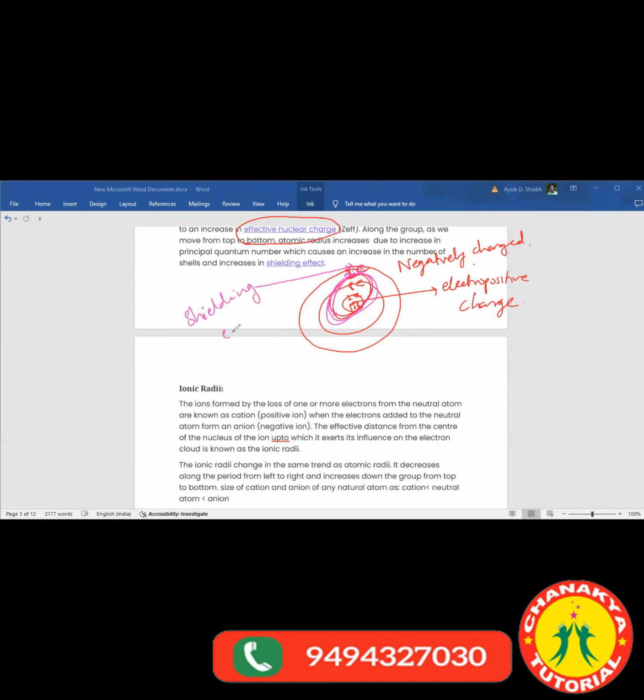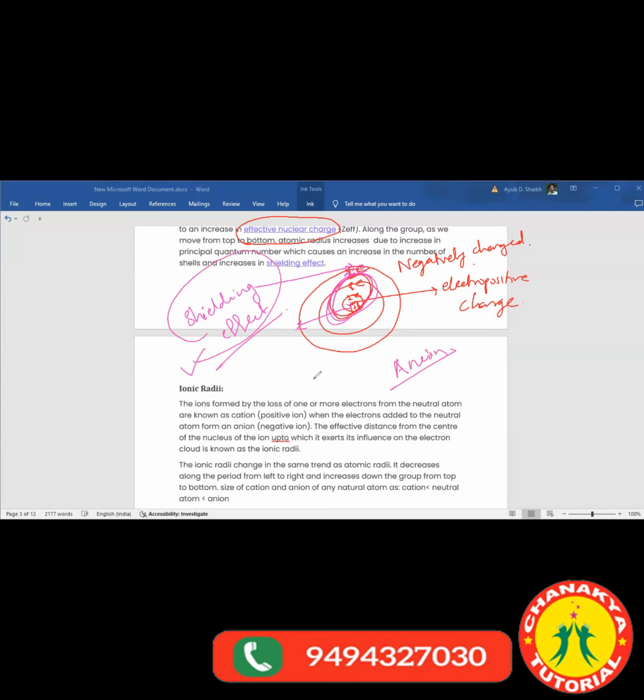Atomic radius is calculated up to the last shell. But the last shell won't contract towards the nucleus, due to the shielding effect. And hence atomic radius would be more for an anion, because it has more shielding effect.